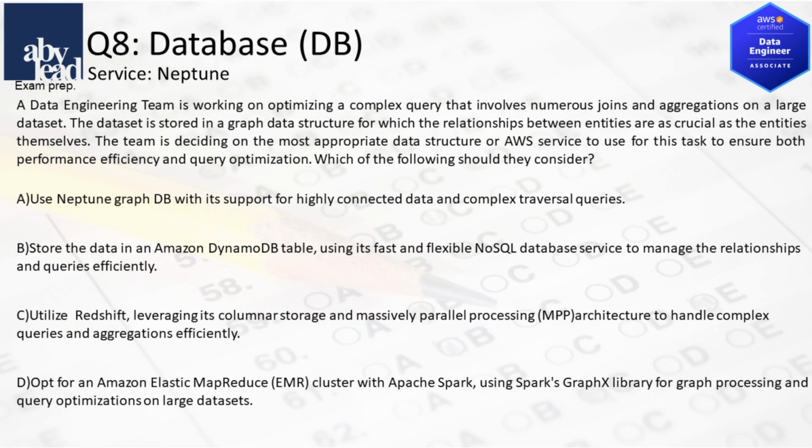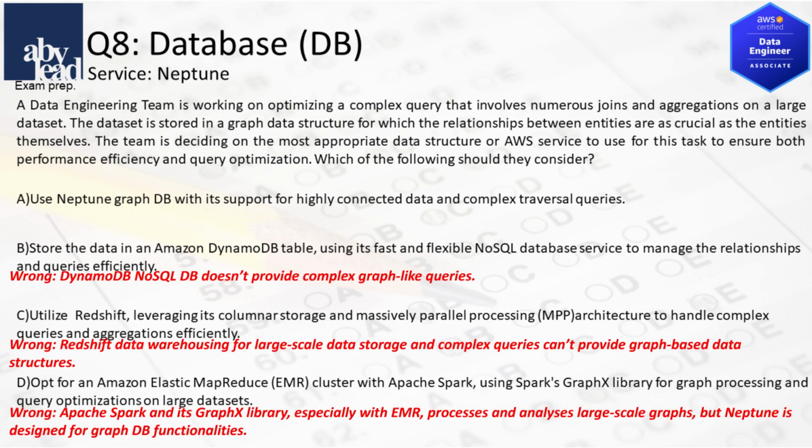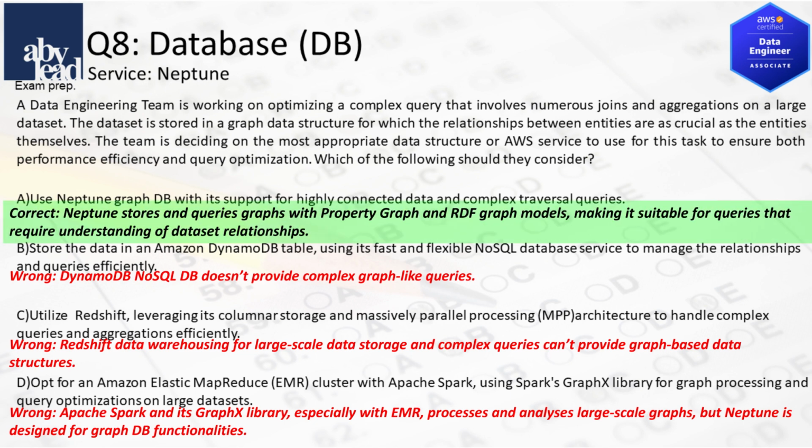Question 8. How do you ensure query performance for large graph data sets with numerous joins and aggregations? It's a bad idea to employ DynamoDB or Redshift, as both don't provide graph-based data structures. Apache Spark with GraphX library isn't a database for graphs. You best employ Neptune graph stores and queries with graphs for dataset relationships.